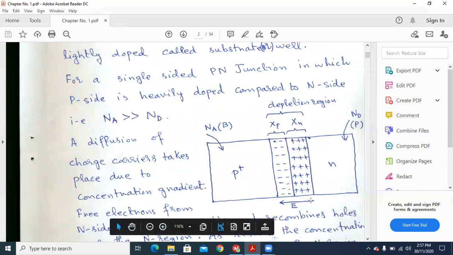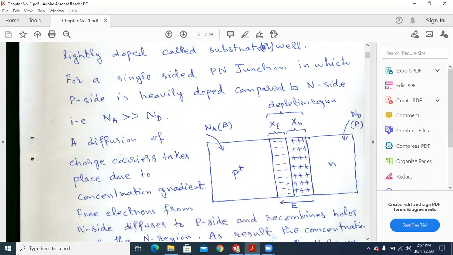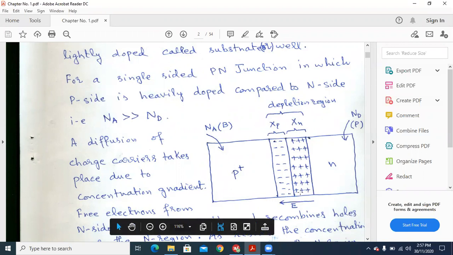Finally, there will be an electric field created which stops further mobility of the charge carriers, and this electric field opposes the diffusion current, and this will stop further movement of charge carriers across this depletion region.